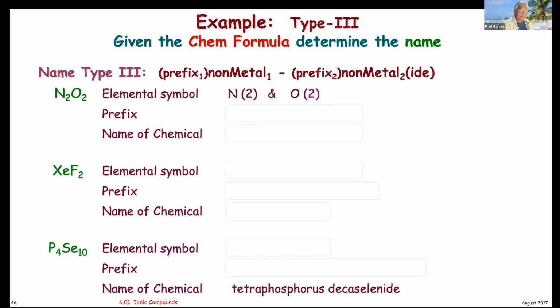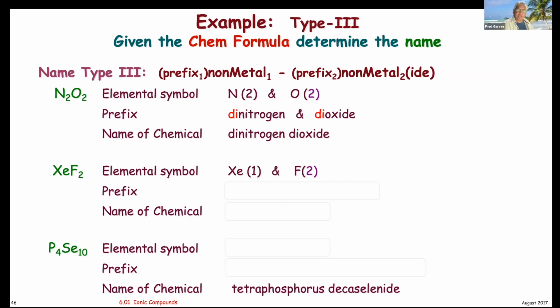That's what you see right here. 2 nitrogens, 2 oxygens, dinitrogen dioxide. The second element always has an -ide ending. That's the name. Look at this right here. Again, nonmetals, xenon and fluorine. So 1 xenon, 2 fluorine. You never put a mono on the first element. Never put a mono on the first element. You notice I will drop it. It's just xenon difluoride.